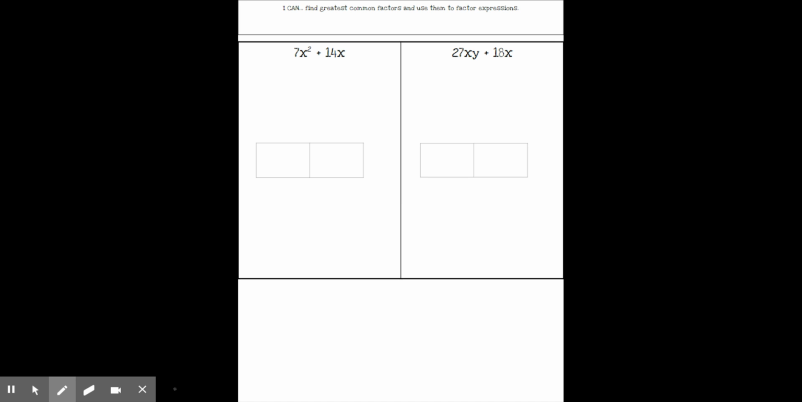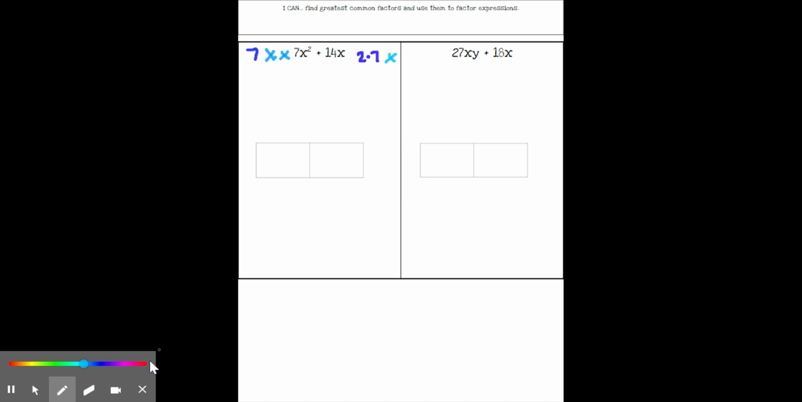So our second example, 7x squared plus 14x, we are going to first find all of the prime factors of both of those terms. So 7x squared, 7 can't be broken down at all. So it's just 7 and then x times x, because that's what x squared is. And then 14 can be written as 2 times 7, and that has an x.